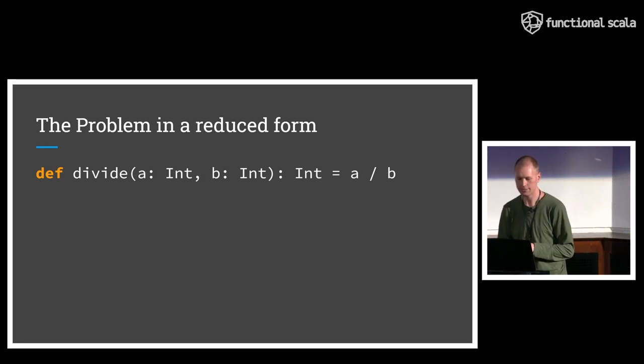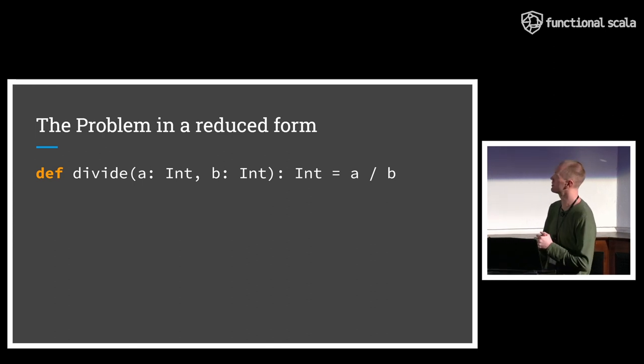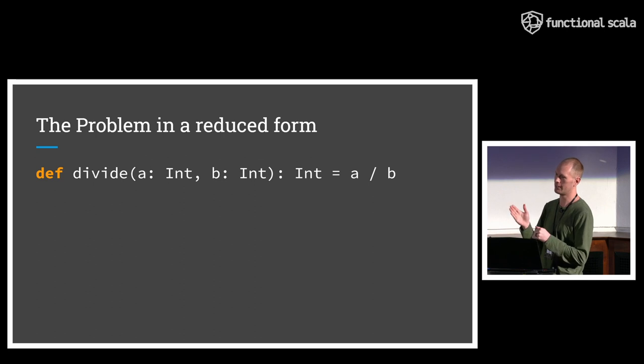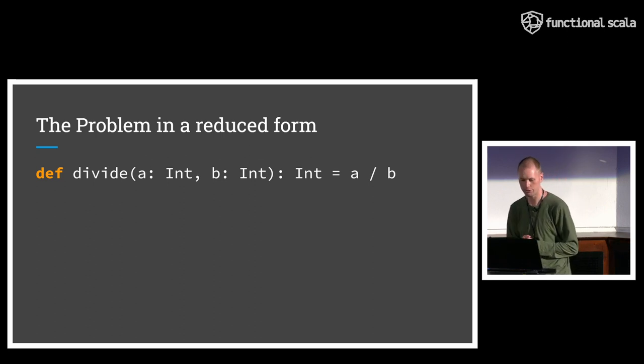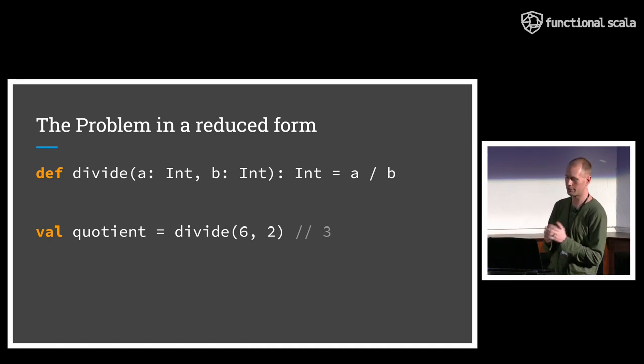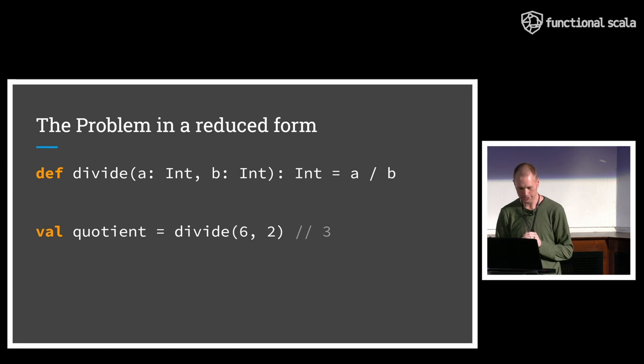So we have this method divide. It takes A and B, a dividend and a divisor. We just divide them, and we're providing this to a user. It works nicely. We can get a quotient out by dividing 6 and 2. We get 3 back. But then some people decide to use it incorrectly.